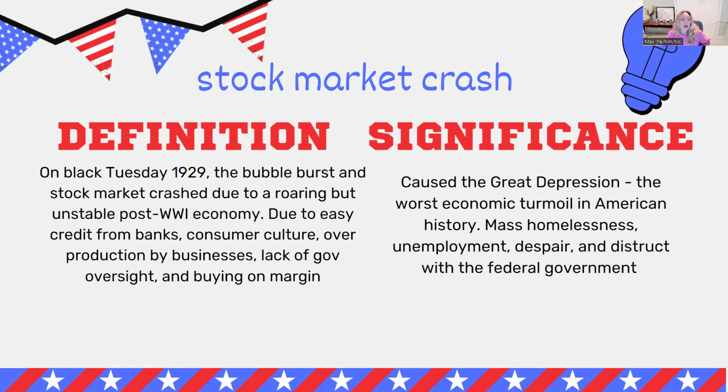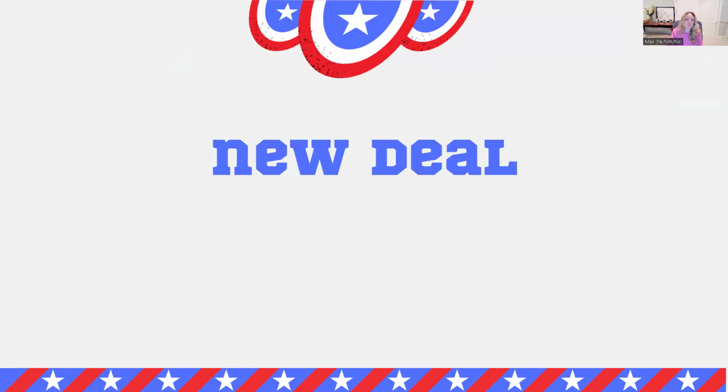Stock market crash. On Black Tuesday, 1929, the bubble burst and the stock market crashed due to the roaring but unstable post-World War I economy due to easy credit from banks, consumer culture, overproduction by businesses, lack of government oversight, and buying on margin, buying stocks with money that people do not have. It caused the Great Depression, the worst economic turmoil in American history, mass homelessness, unemployment, despair, and distrust with the federal government.